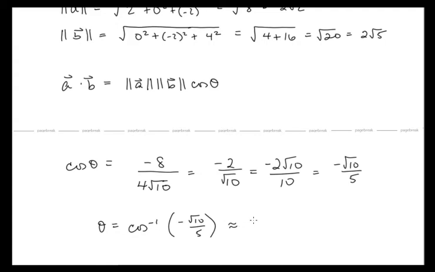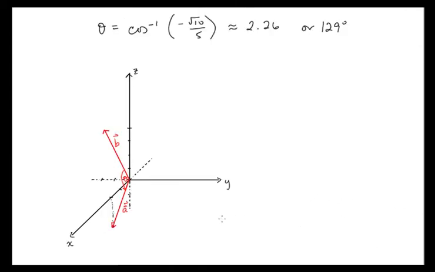which is approximately 2.26, and remember that's in radians, or if you wanted to have an idea of what that looked like in degrees, it's about 129 degrees. Let's take a look at the sketch in three-dimensional space so we could see how this all comes together. Vector A is 2, 0, negative 2, so we're coming out 2 units in x and down 2 units in z. And then vector B is 0, negative 2, 4, so we're not moving in the x direction, we go 2 to the left in the y and 4 up. And then this is theta, the angle between them, which is about 129 degrees.